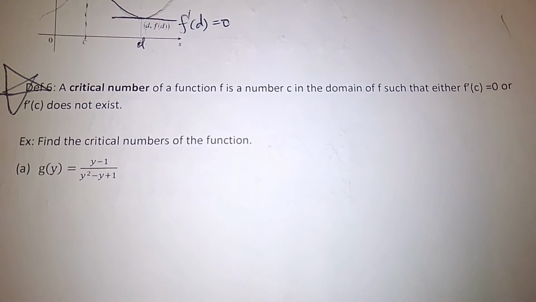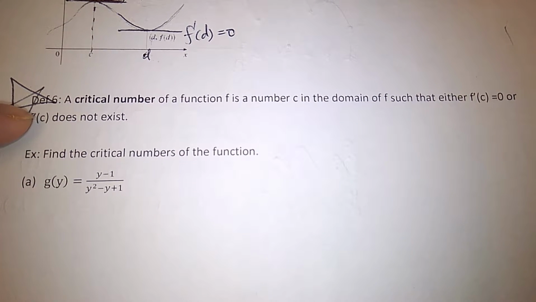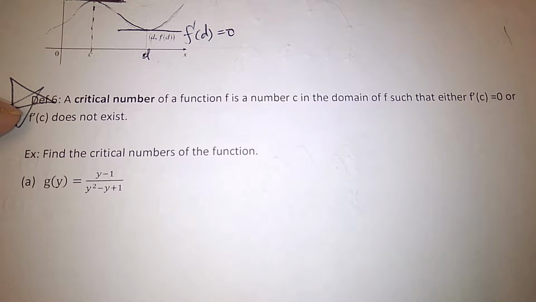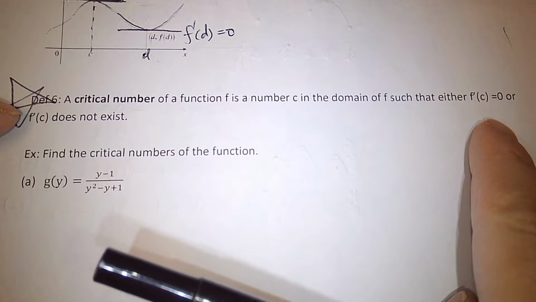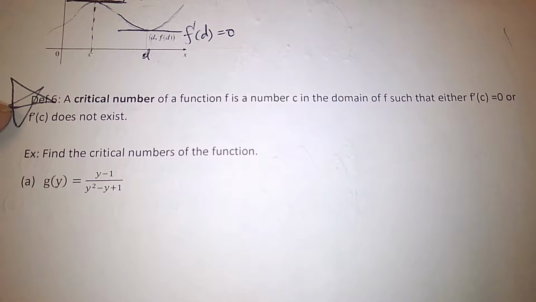Critical number. Brittany, can you read this definition for us? The critical number of a function f is a number c in the domain of f, such that either f prime of c equals 0 or f prime of c does not exist. Okay, very good.